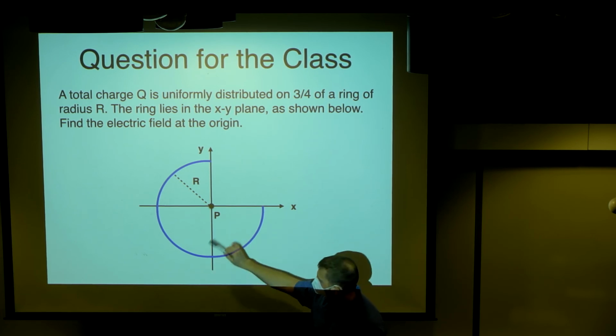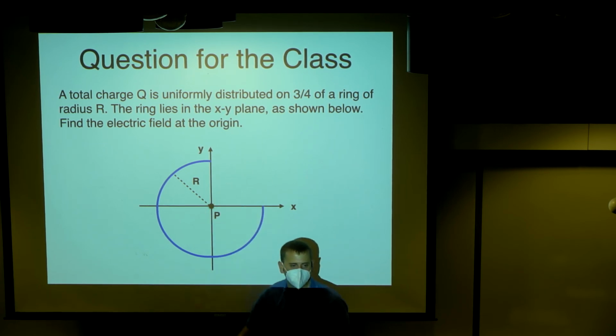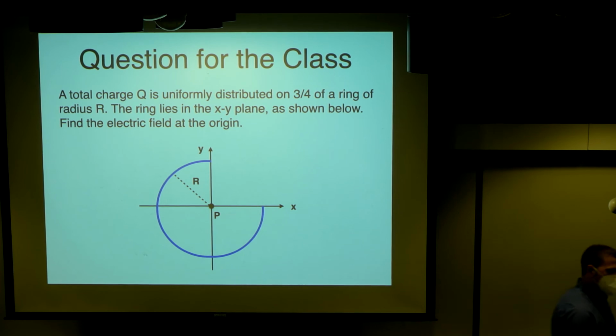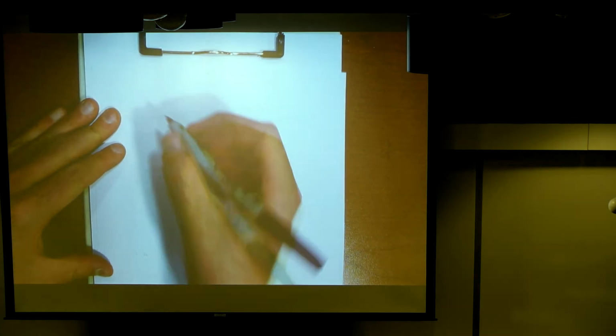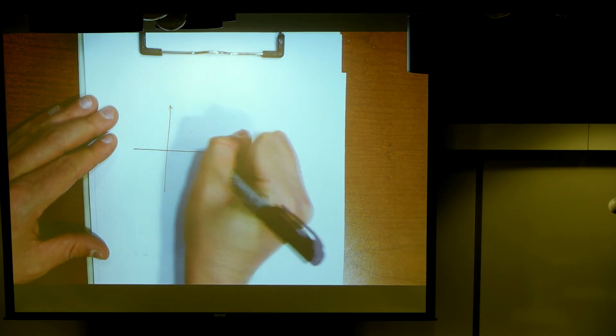I'll show you in a second how to set this up, but the overall E field is going to be kind of pointing off this way. And so we don't have this sort of symmetry where we can cancel either the x or the y component in this case. So what we're going to do is just calculate both of them without assuming either one is zero. Okay? So let's go to the dot cam for that. So let's copy down the picture. We have 3/4 of a ring lying in the xy plane.